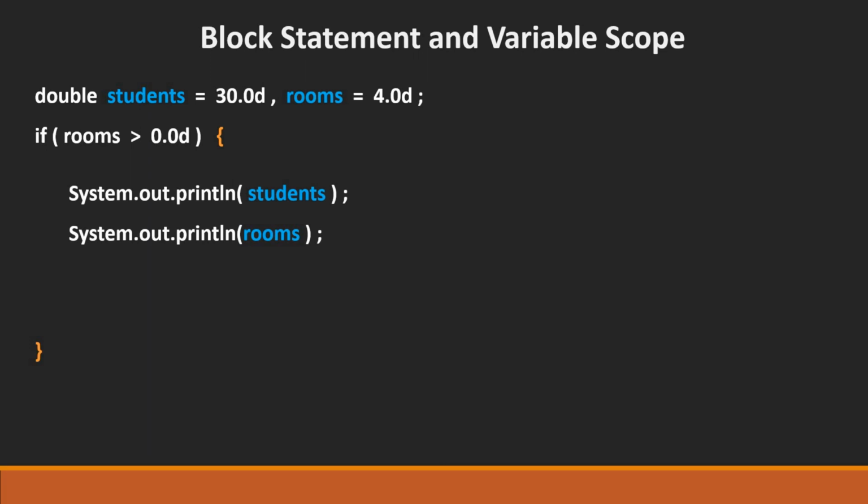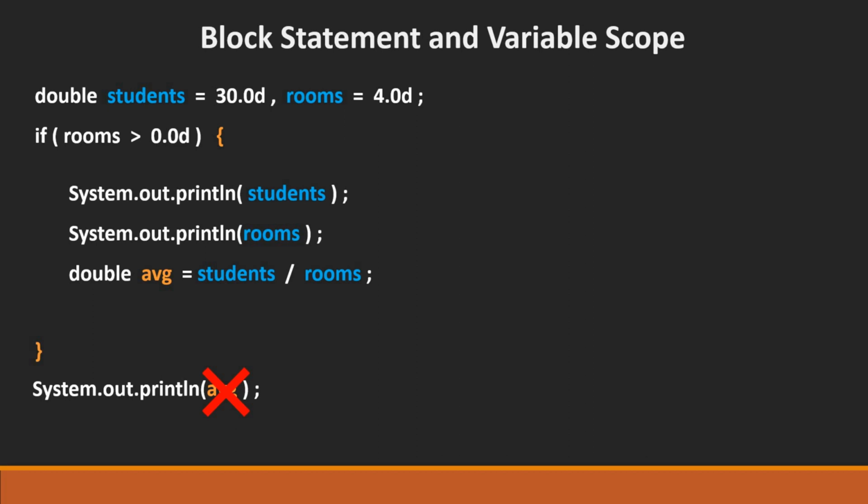But let's go and add another line inside the block. Let's divide students by rooms. We'll assign it to a variable named AVG, and notice that AVG is declared inside the block. The scope of that variable AVG is limited to the block. So if I tried to print out the value of AVG after the end of the block, I would actually get a compile time error because AVG is not visible once the block ends.